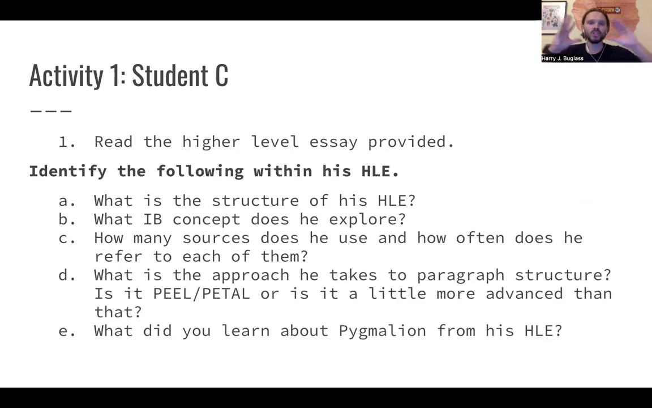Finally, what do you learn about Pygmalion, the play, from his higher level essay? Now, this is important because you don't know anything about Pygmalion unless you've read the play already or watched My Fair Lady, the musical based upon the play, or the motion picture itself. So I'm interested to see what you get out of it. And if you complete task E, well, clearly, if you're comfortable doing it, it's a well-written essay. So for your high-level essay, do the same. Exchange it with a partner and try and find out what they learn about your literary work from your high-level essay.